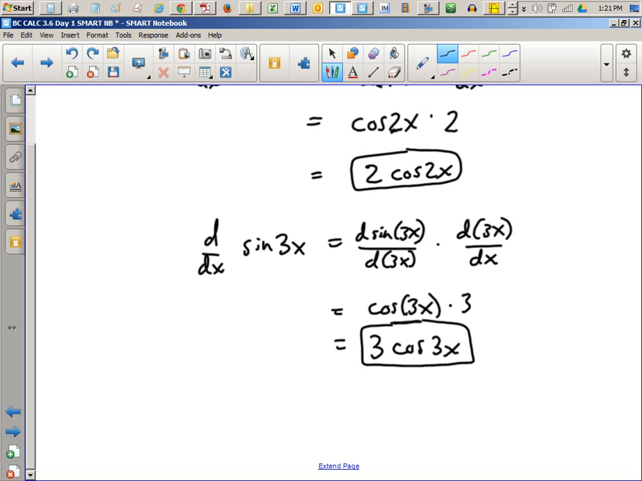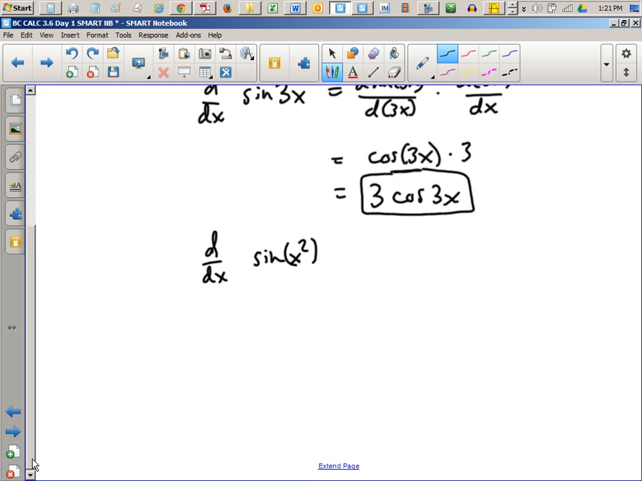What if you had d dx of sine of x squared? D dx of sine of x squared. Well, we have two functions. There's a sine and there's an x squared. What's the derivative of sine? We said it is cosine. Don't change the angle. Just write cosine x squared now. It was sine x squared, now it's cos x squared. Now look on the inside. What's the derivative of the inside part? 2x. Multiply that on. U is done. That's the answer.